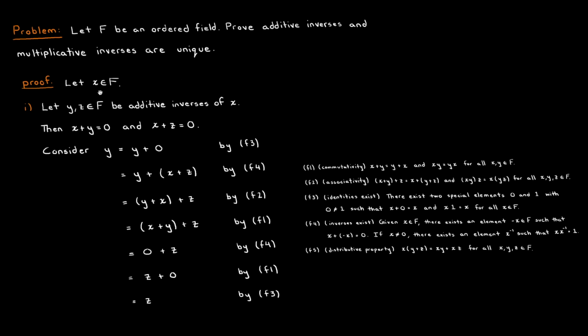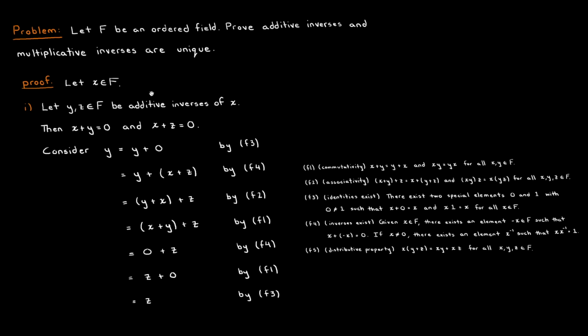So we will let x be an arbitrary element of the field. And we can do this because, like I mentioned, ordered fields are always non-empty. At the very least, they have a 0 and they have a 1. So now let's clearly understand what we're trying to show. Let's begin by proving that additive inverses are unique.